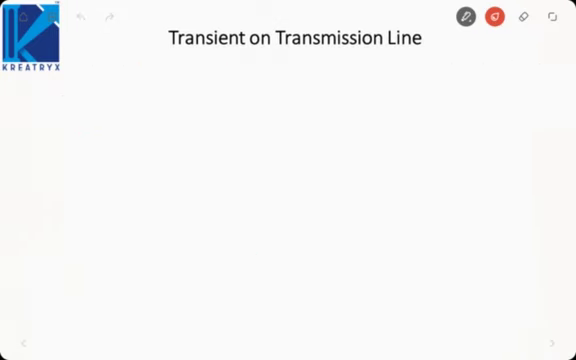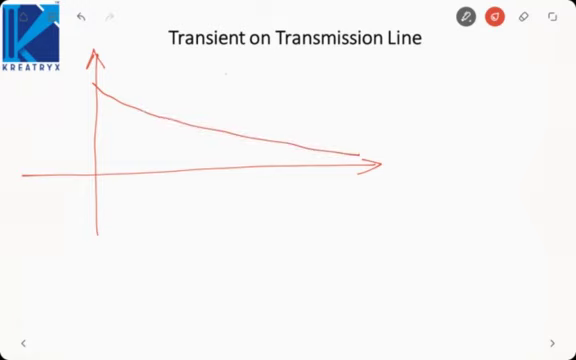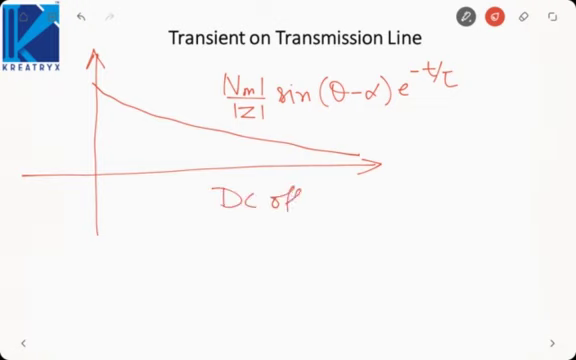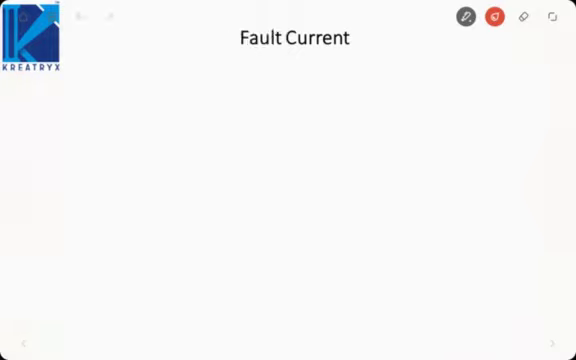Now if we plot the transient and the steady state current, the transient current will be decaying exponentially. This will be sin theta minus alpha e raised power minus t by tau. This is my DC offset current. It is also called DC offset current. Okay. Similarly, if we plot the AC current, which is also called symmetrical fault current.